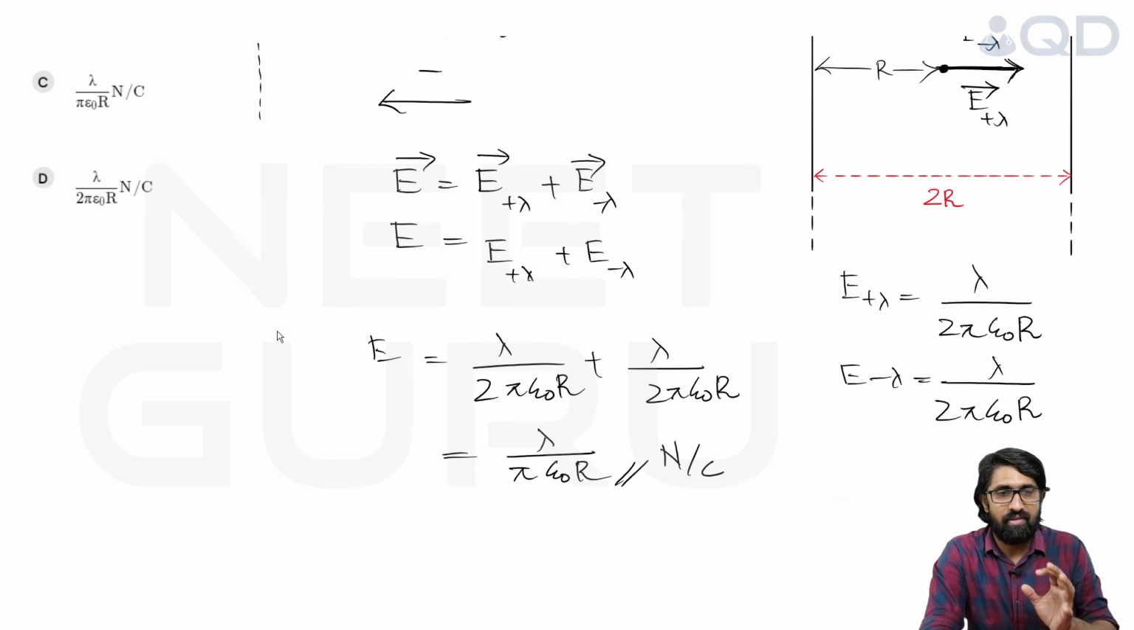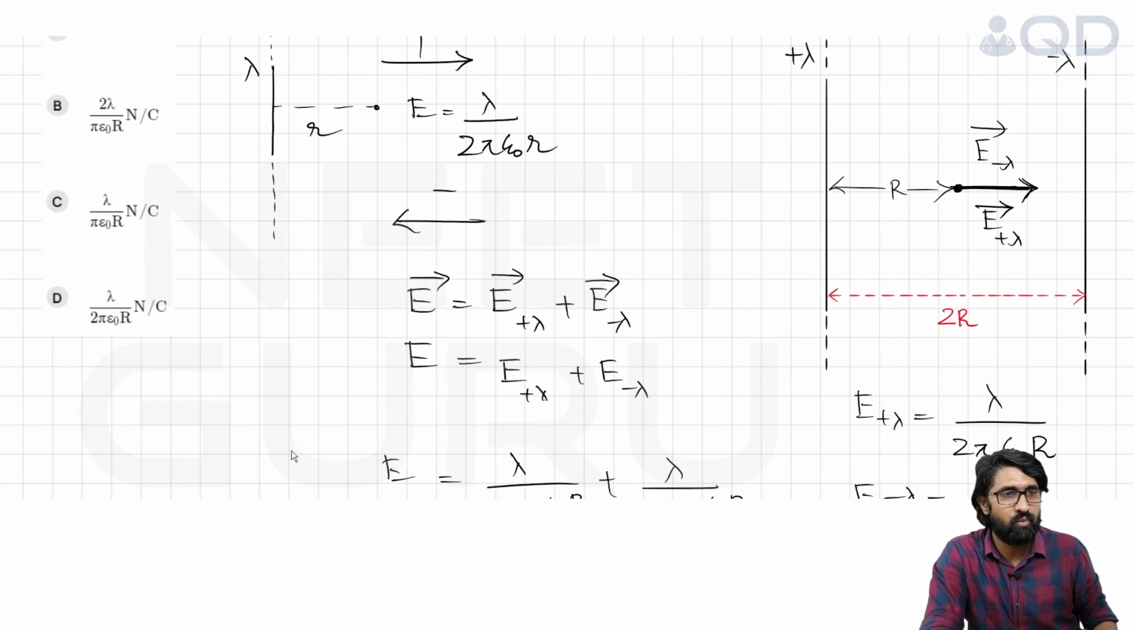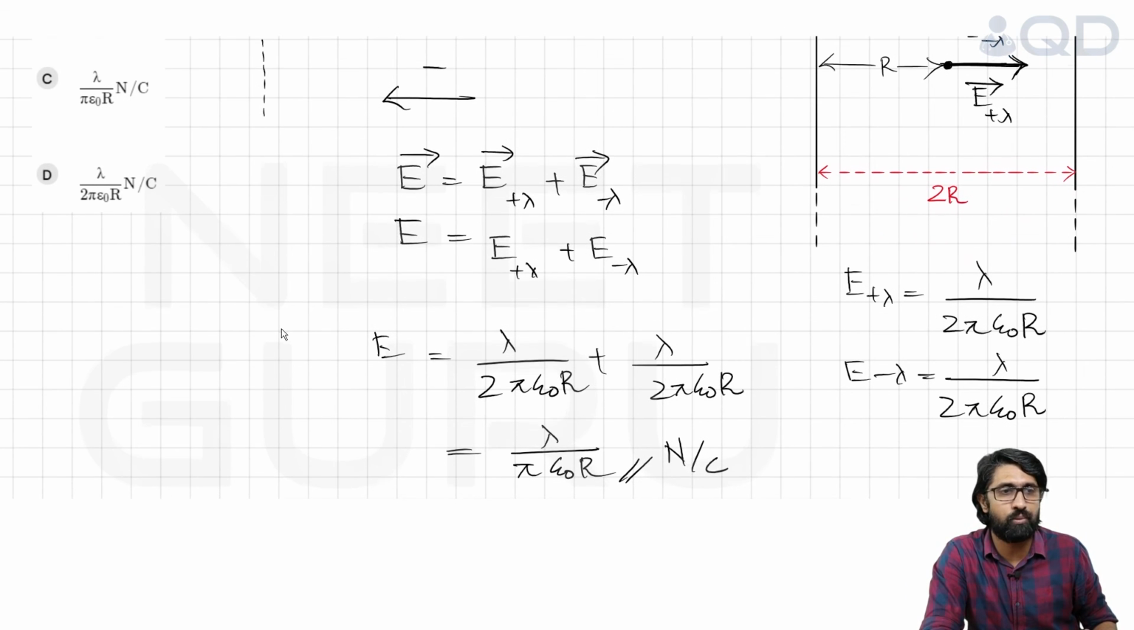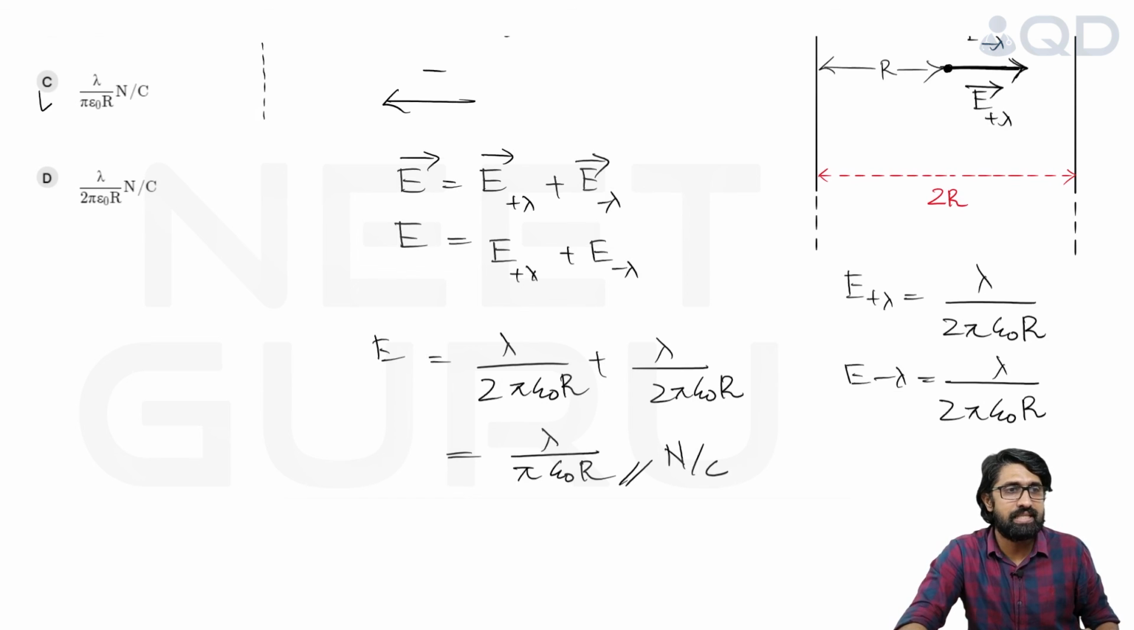So when we compare the result with the options, we can say that the correct option here is option C, which says the electric field at the midpoint, midway between these two line charges, will be equal to lambda by pi epsilon naught r Newton per Coulomb. That's how we solve it.